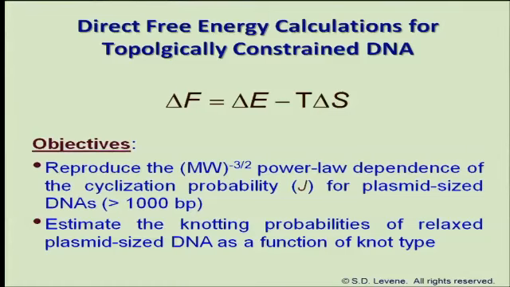Okay, so we set ourselves two objectives with the theory. The first was to see if we could reproduce the minus 3/2 power law dependence for the cyclization probability for long chains, and then to look and see whether we could also accurately determine the knotting probabilities of relaxed plasmid-sized DNAs for different knot types.